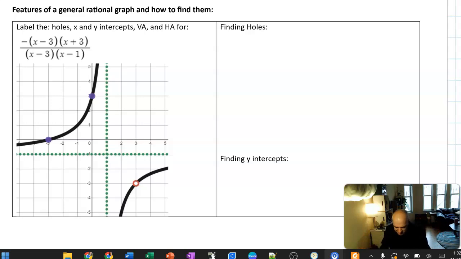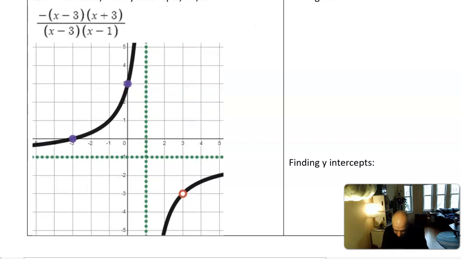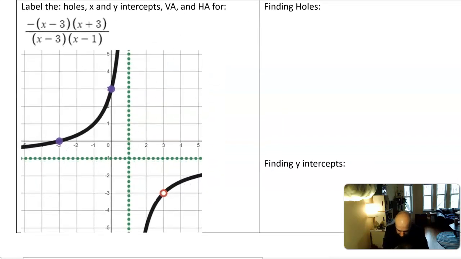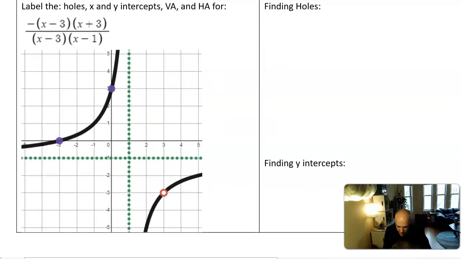And I actually first want to just take a look at a rational function that's been graphed on Desmos and make sure you understand what the different parts are because we're going to be talking a lot about the different parts. So here's the equation of this rational function. Here is its graph. We are going to label the holes, the intercepts, and the asymptotes just on the graph.